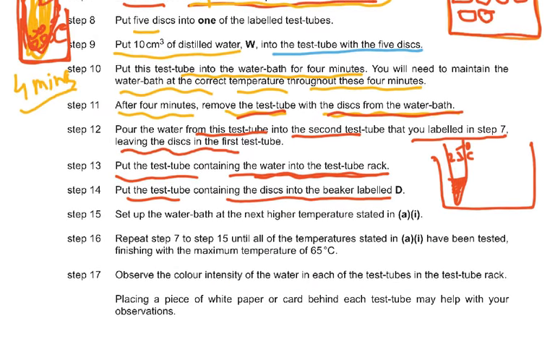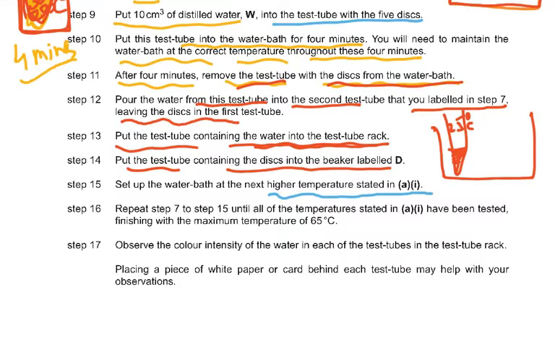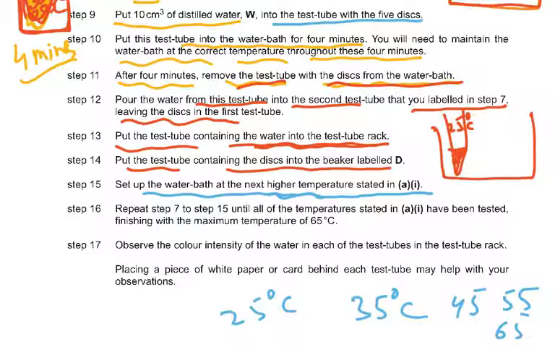Now set up the water bath at the next higher temperature stated in A1. So remember, it was 25 degrees Celsius, then it was 35 degrees Celsius, and then it was 45, and then 55, and then 65. So now you've done it at 25. Now you keep the water bath at 35. We'll give you some hot water, and then you maintain it at 35 degrees Celsius.